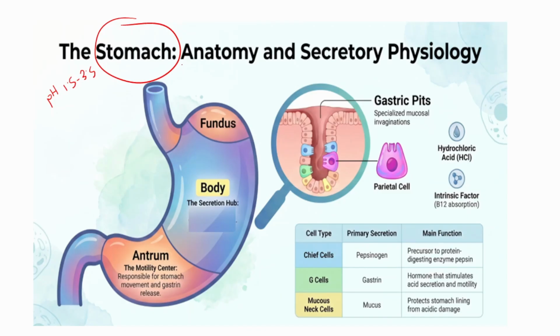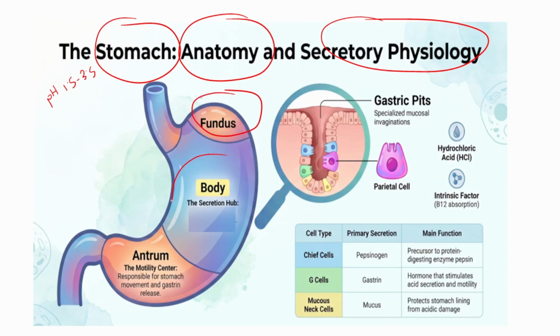To understand the physiological framework of gastric system, we build our concept by analyzing the stomach's anatomy and secretory physiology. We begin by positioning the macroanatomical region of the stomach, establishing the upper fundus, the central body, and the lower antrum. We locate the body as the primary secretion hub, which serves as the major site for producing gastric juices. Below the body, we place the antrum, identifying it as the motility center responsible for coordinating stomach movement and driving gastrin release. Gastrin is a stomach hormone.